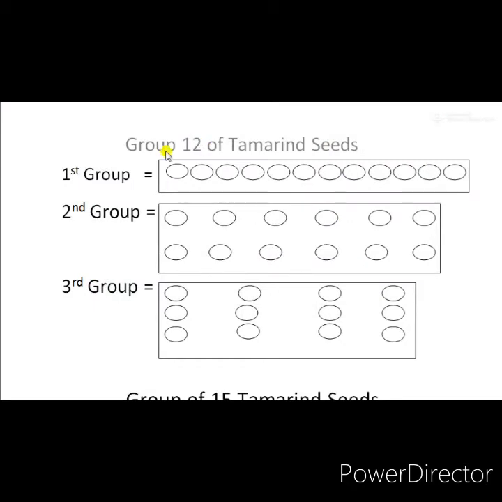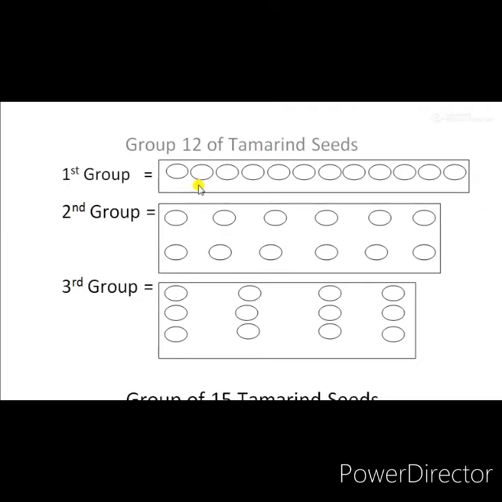These are the types of rectangles we can make using 12 tamarind seeds. See the first group, 12 tamarind seeds in a single group. We have one rectangle in a single group. That means one box contains 12 tamarind seeds. This is one type of rectangle. The another type I have made here is 6 tamarind seeds in one line and 2 lines. This is also a rectangle.